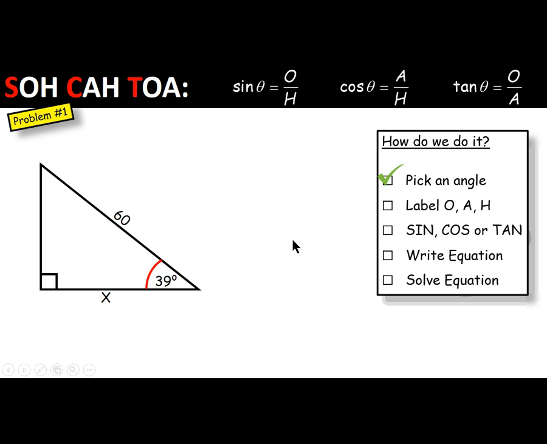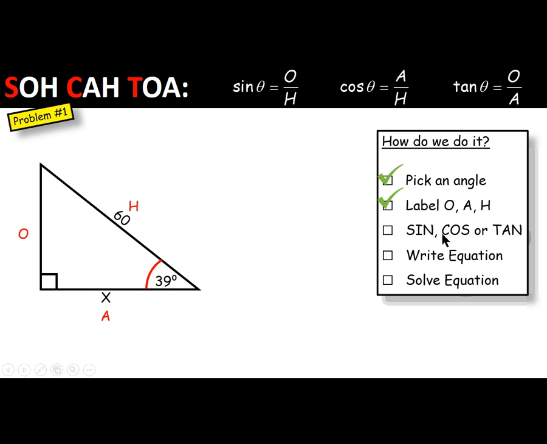Check. Done. Step two, you have to label the sides O, A, and H. It's opposite, adjacent, and hypotenuse. From the 39, the opposite is the blank side over on the left. The adjacent side is the side that connects our angle to the 90-degree angle. So this is adjacent down here. And the 60 is going to be the hypotenuse. So O, A, and H.